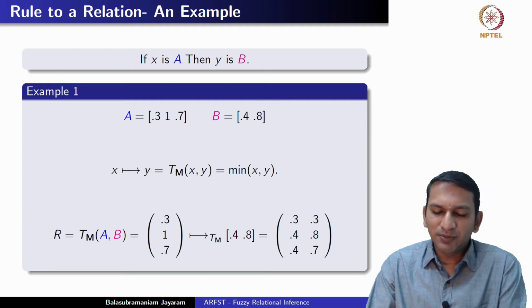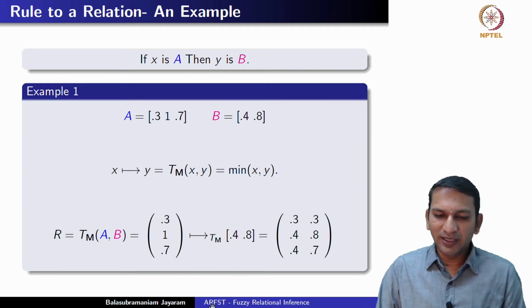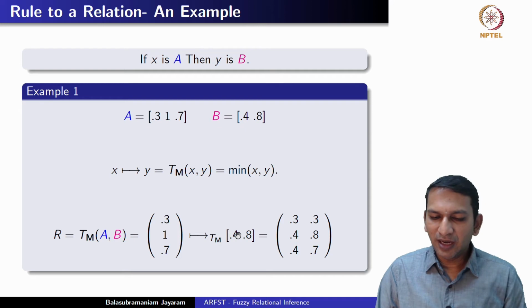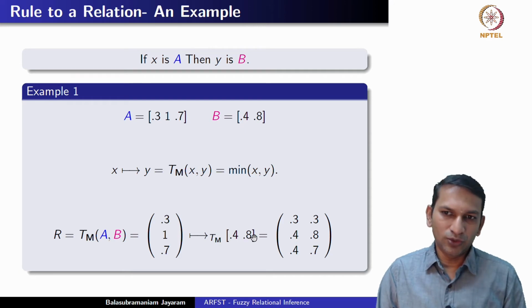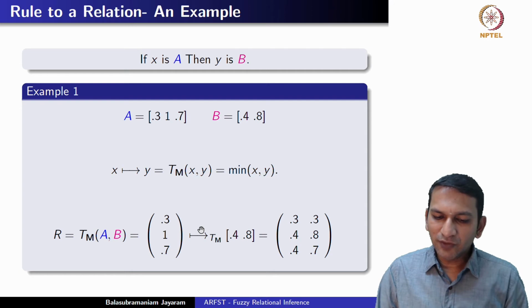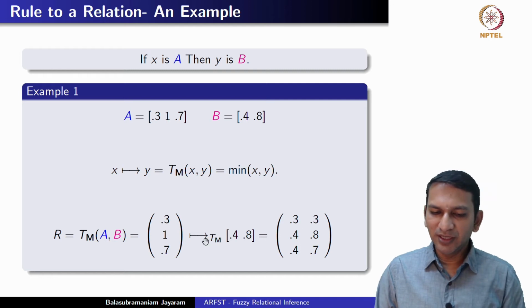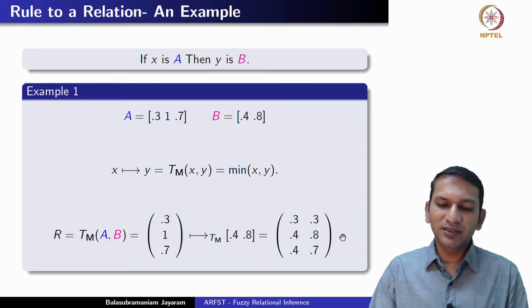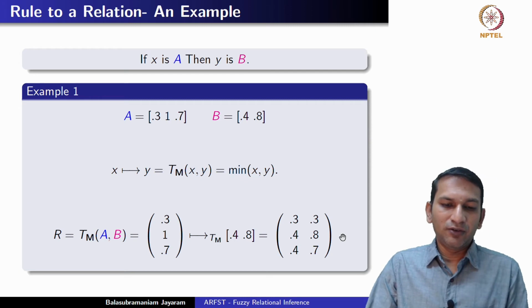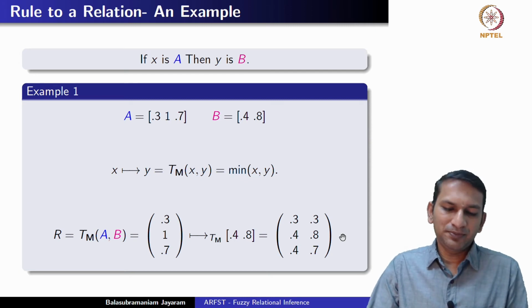What you would get is this matrix. It is clear how we are getting this. We are taking this 0.3 and combining it with this row, which is the B vector, but instead of applying the product, we are applying the minimum T-norm. So the minimum of 0.3 and 0.4 is 0.3, 0.3 and 0.8 is 0.3. Similarly, the minimum of 1 and 0.4 is 0.4, the minimum of 1 and 0.8 is 0.8, 0.7 and 0.4 will give you 0.4, and 0.7 and 0.8 will give you 0.7. So this is how we have constructed the relation from this rule using the minimum T-norm.